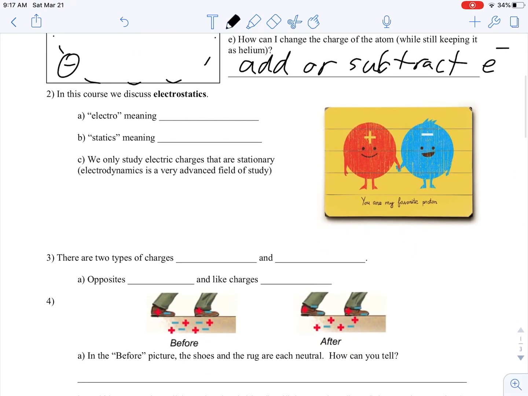All right, so we're going to talk about electrostatics in this course. We're not going to do electrodynamics. So electro means electricity, and statics means stationary. So we are not going to do anything with electrodynamics where electrons or charged particles are moving around a lot. And there's a nice little picture.